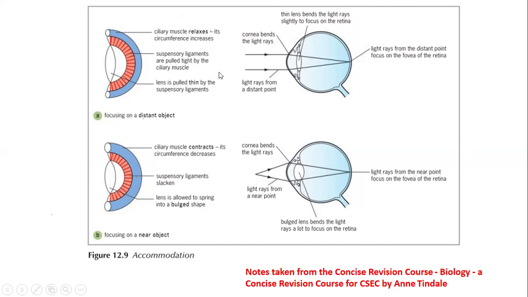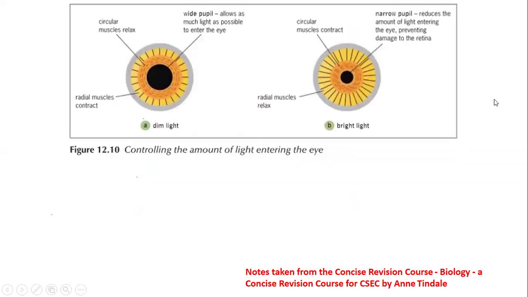It's very, very important, guys. This is important in drawing and in explaining a regular question. Same for B, opposite: ciliary muscle contracts, circumference decreases, suspensory ligaments slacken, the lens allowed to spring back into a bulging shape, guys. So we can see it bulge into shape right here. So guys, pay attention to this diagram. Very, very, very important. It's a common eye question. So let's be ready for it. Then now we have controlling the amount of light entering the eye, which is pretty basic.